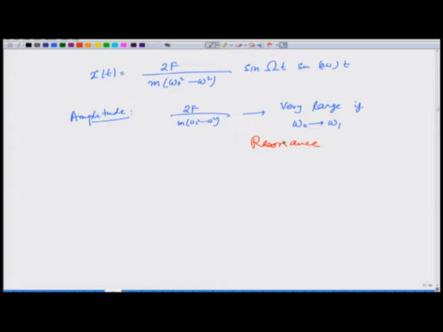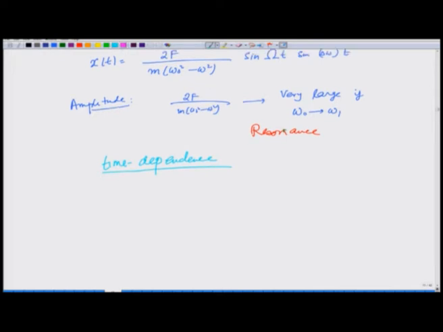In a while, I will show you how this resonance occurs and how this amplitude grows if the two frequencies become equal. And the time dependence of this x t is a product of sine omega t and sine of delta omega t, where omega obviously is much greater than delta omega. I am assuming that they are close. Therefore, what we are going to have is a product of two sine functions, right.